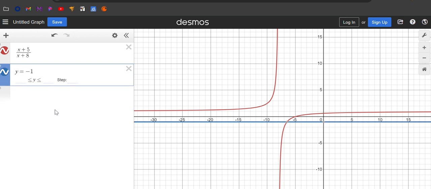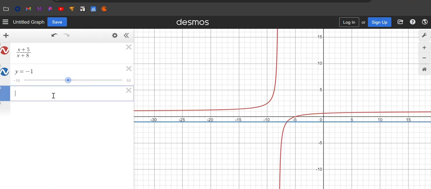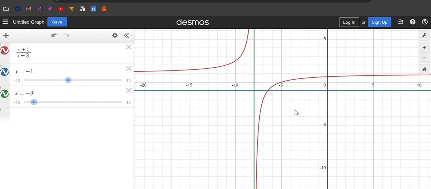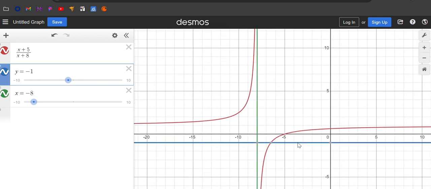So let's actually plot the line minus 1. And the question was, where will it be greater than this? And noting that we have a vertical asymptote at minus 8, we can start to get a picture about where is it actually greater than the blue line, right? Where is this curve greater than this curve? Where does it have a larger y value?